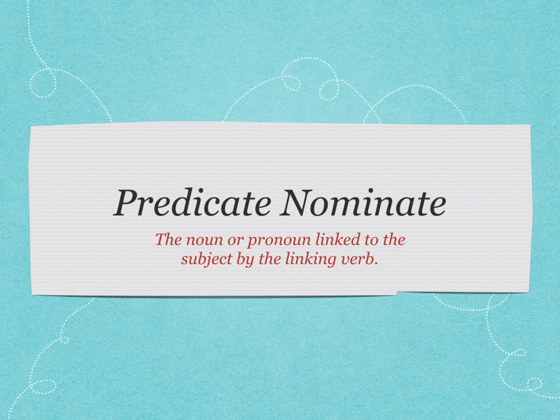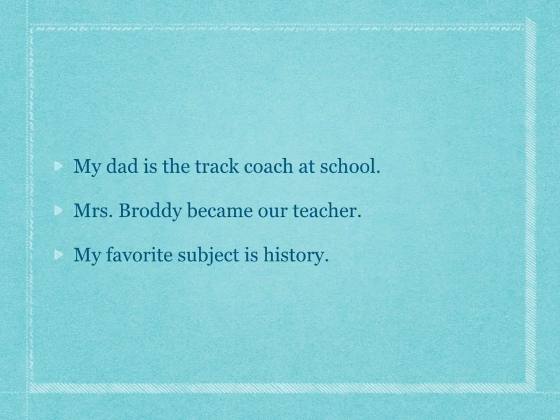Now let's talk about those predicate nominatives that we mentioned earlier. A predicate nominative is the noun or pronoun linked to the subject by the linking verb. For instance, my dad is the track coach at school. Well, at school is a prepositional phrase, so we can ignore that. Dad is our subject, is is our linking verb, and coach is our predicate nominative. Mrs. Brody became our teacher. Mrs. Brody is the subject, became is our linking verb, and teacher is the predicate nominative.